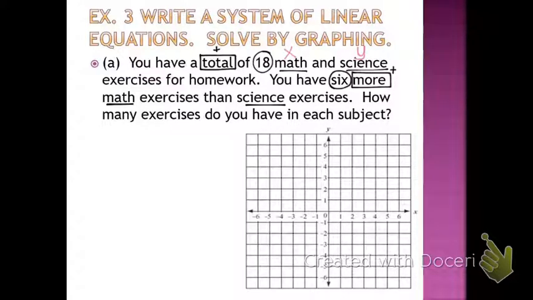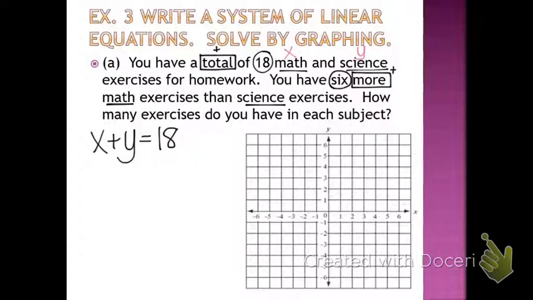So look at the first sentence. You have a total of 18 math and science exercises. So what do you think that first equation is going to look like? X plus Y equals what? 18. There you go. You have math exercises for homework. You have science. Together, you have 18 total problems. So you take X, which is the math problems, plus Y, which is the science problems, and it equals 18. So X plus Y equals 18.